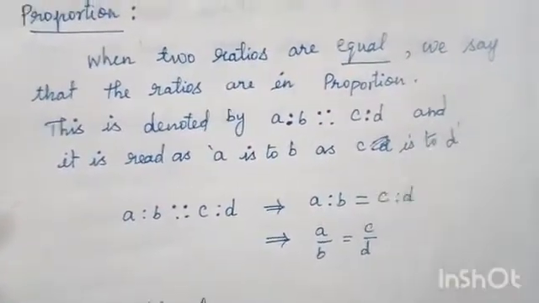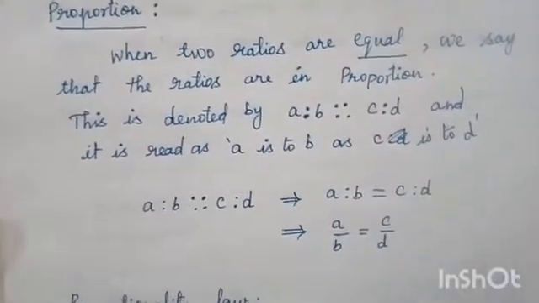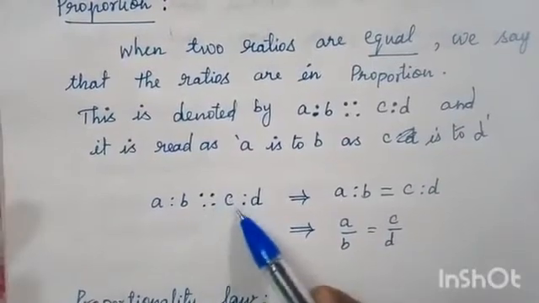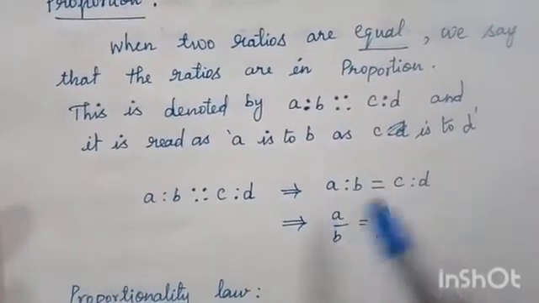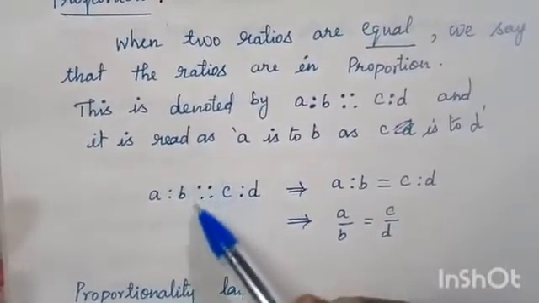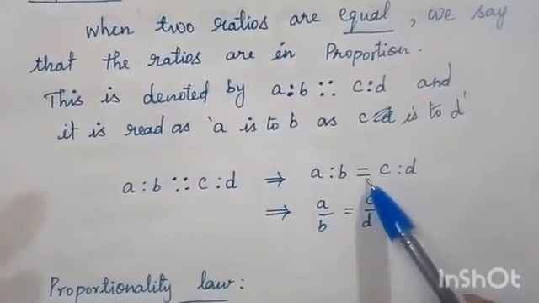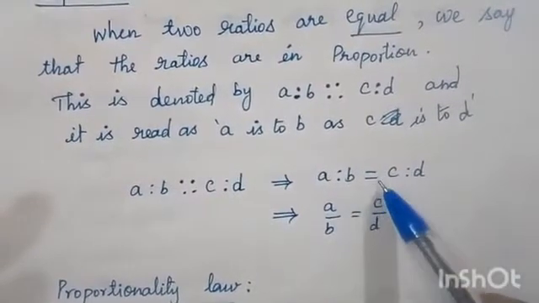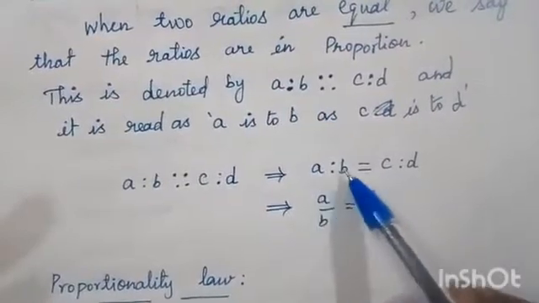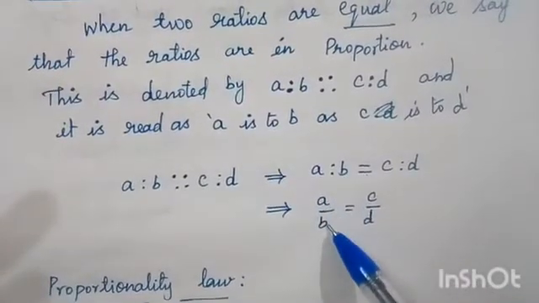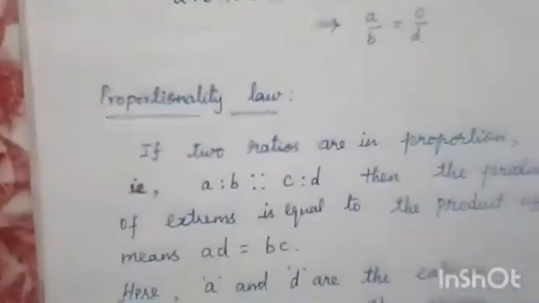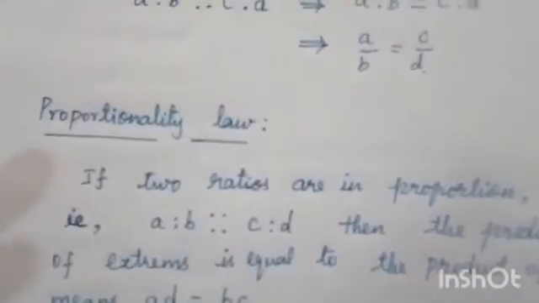I have to mention it like this. Consider this proportion, A is to B proportion to C is to D. It is written with this symbol, which means equal. So A is to B is equal to C is to D. This is rewritten in this form. The ratio A is to B is written as A by B, and C is to D is written as C by D.